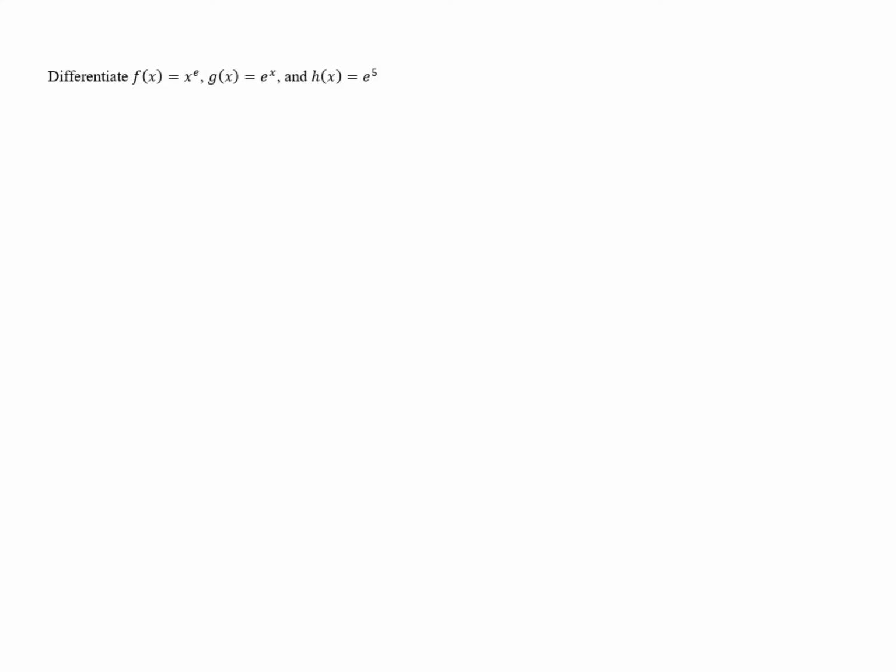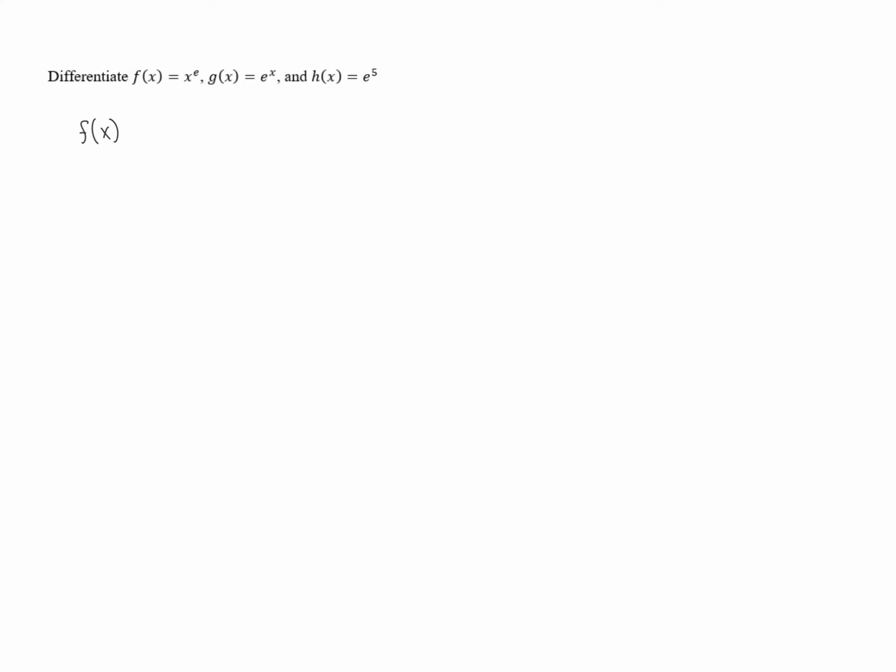Differentiate f of x equals x to the e power, g of x equals e to the x, and h of x equals e to the fifth power. We have three different functions here, and they're all quite different from each other. Even though they all have powers and they all have the number e in them, we have to be very careful with how we proceed. So I want to take a look at each of these individually.